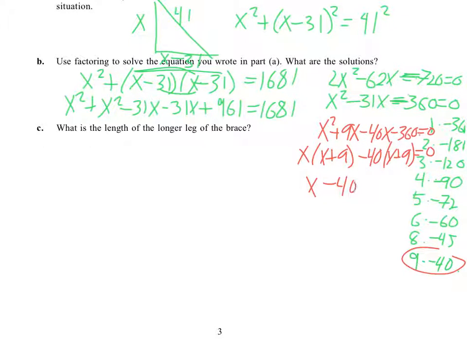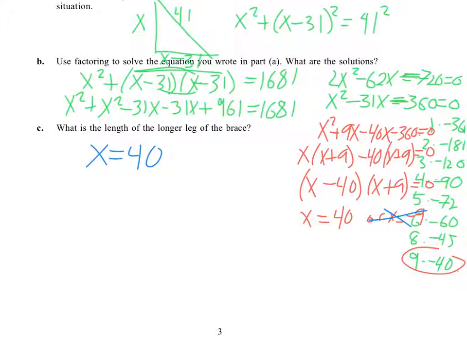(x minus 40) and (x plus 9) is equal to 0. That means I have a length of 40 or negative 9. Which one of those do you think doesn't make sense? The negative one, if you didn't guess. So the length of the longer brace would be 40, and the shorter brace would be 40 minus 31.